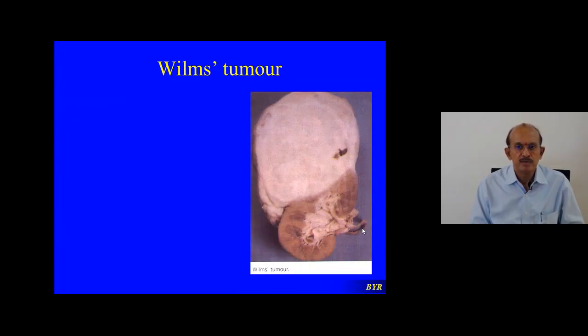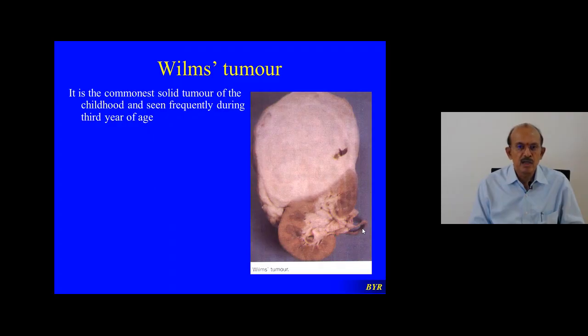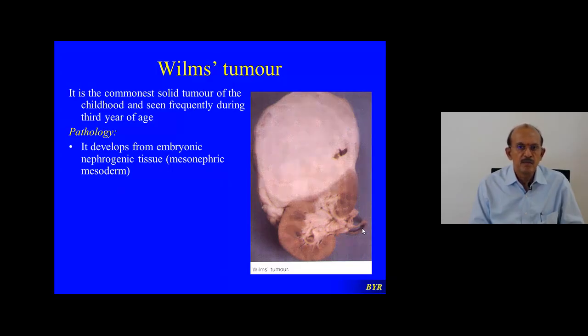Wilms tumor. It is the commonest solid tumor of childhood and is seen frequently during the third year of age. It develops from embryonic nephrogenic tissue, that is the mesonephric mesoderm. This is a specialized tissue which differentiates into kidney. Kidney is developed from the metanephric cap. So that is a differentiation of mesonephric mesoderm. So we have already seen that it gets completely differentiated into kidney.